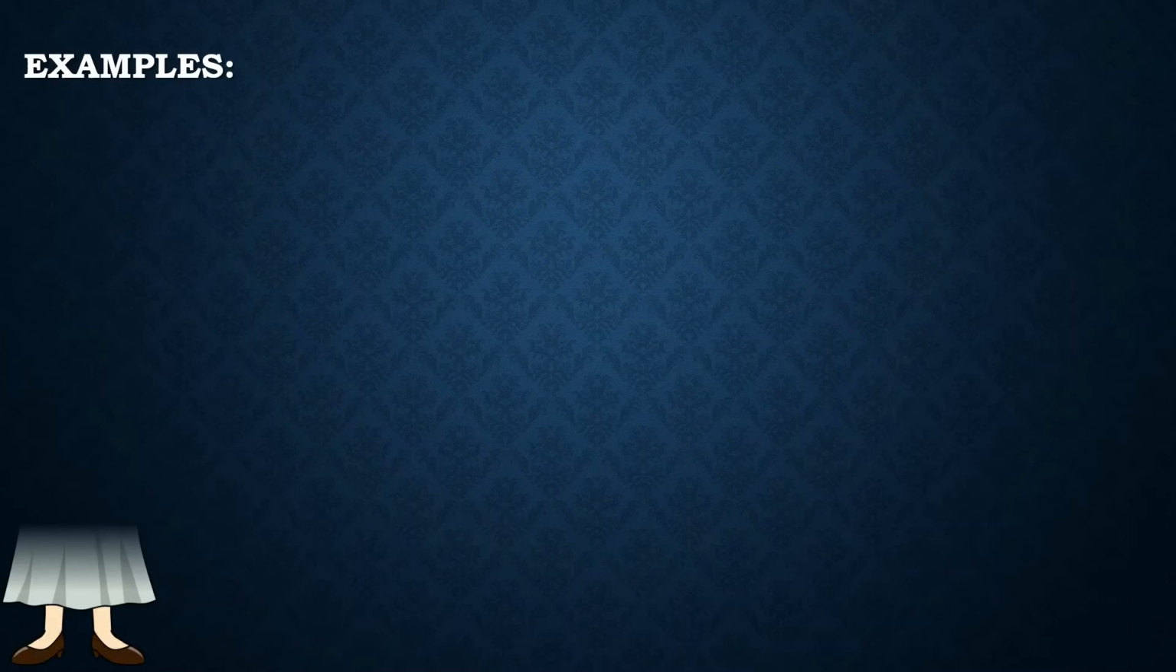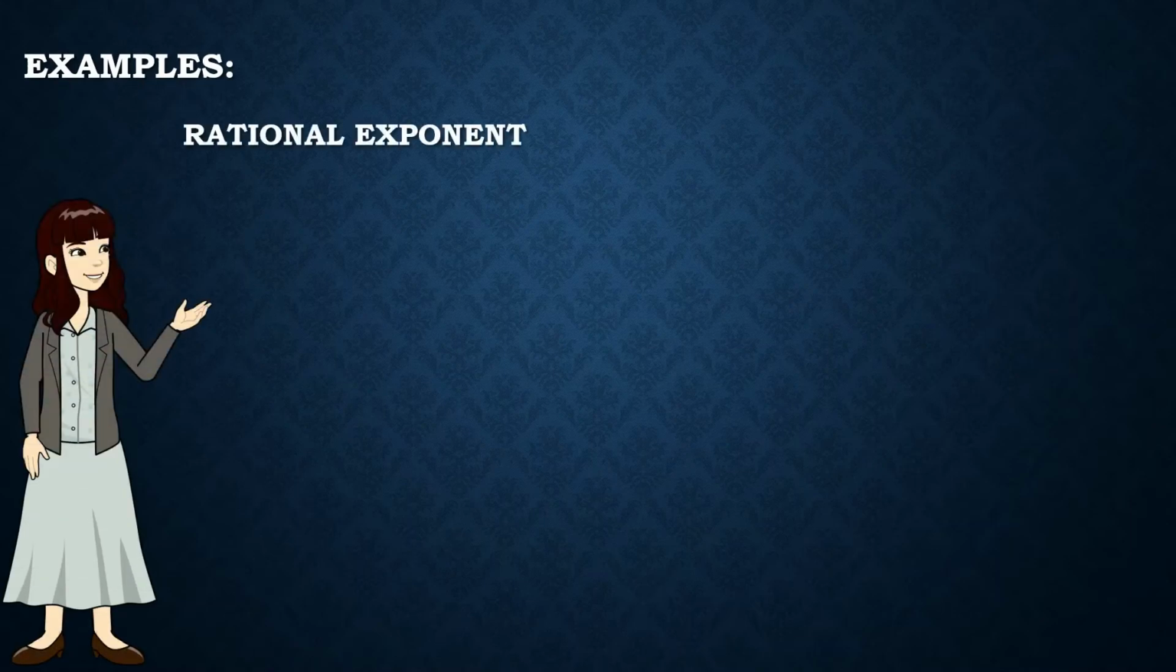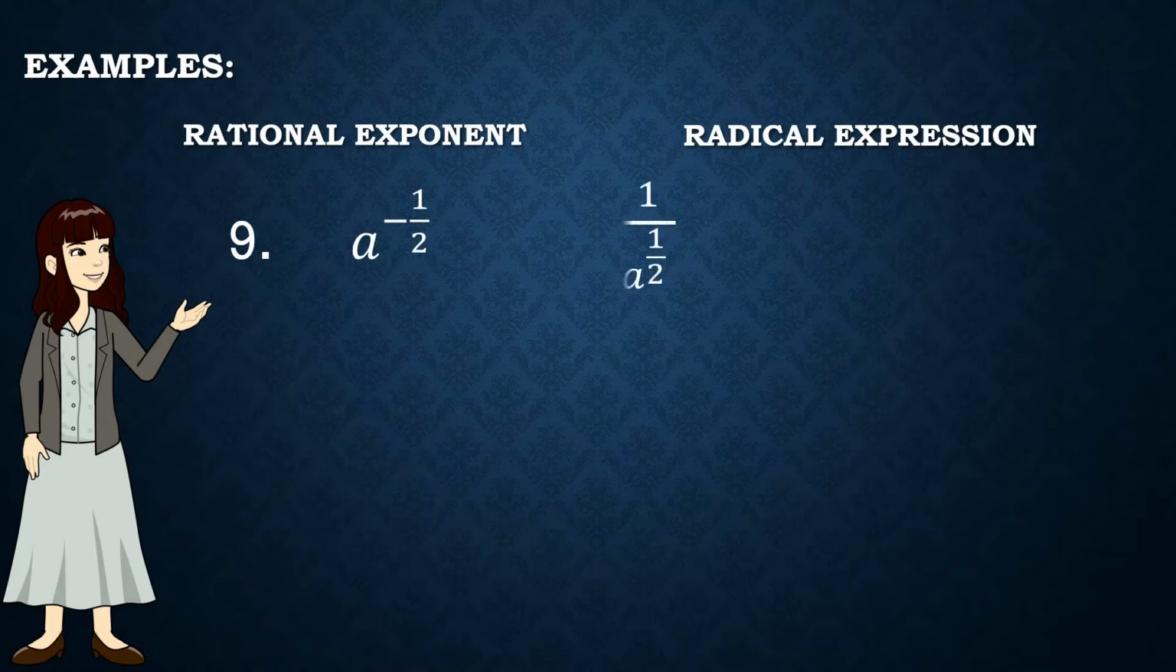Okay, we are now in example number 9. a raised to the negative 1 half. First, you will write it as the reciprocal, so 1 over a raised to 1 half. And in radical expression, it becomes 1 over the square root of a.